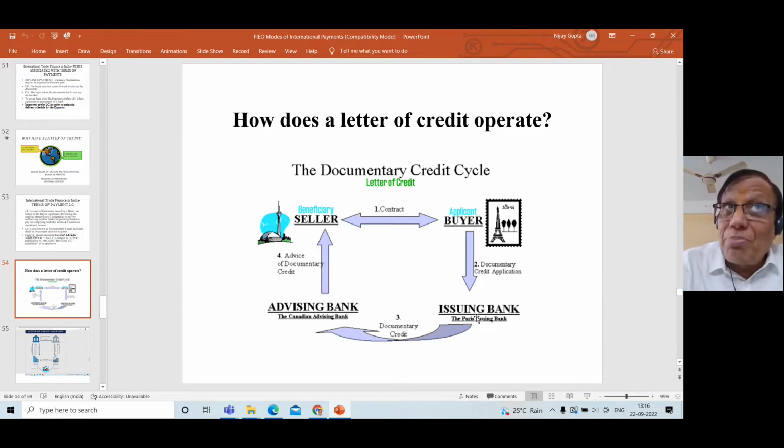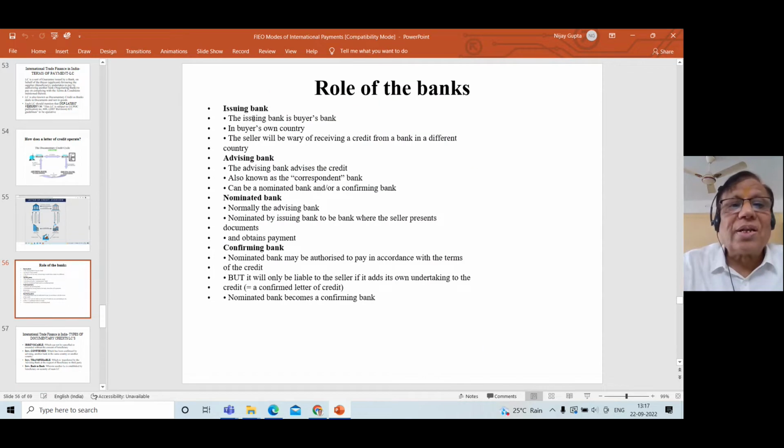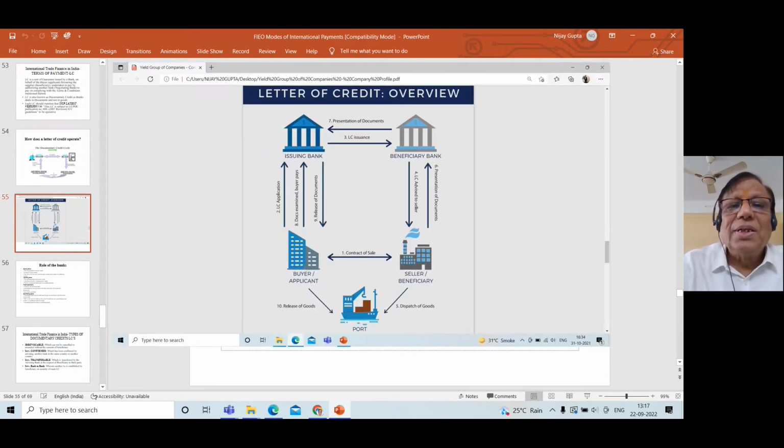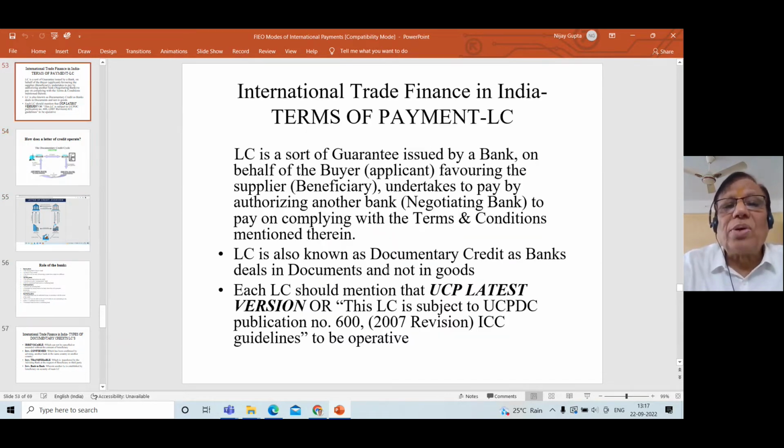And the beauty of LC is what? It can be on sight basis, it can be on DA basis. Sight means they will pay immediately on presentation of documents. DA means, based on the DA agreed between you and the buyer, they will pay on the due date. That's it. So it is so beautiful. I tell you, these four parties are very essential to understand: issuing bank, advising bank, nominated bank, confirming bank, and we'll talk about them in the next topic. We'll talk in detail about the working of the documentary credit.